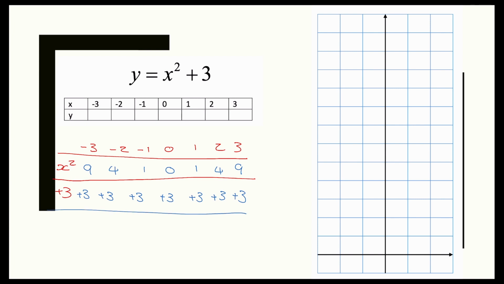Now we add the blue numbers up going down. 9 plus 3 is 12. 4 plus 3 is 7. 1 plus 3 is 4. 0 plus 3 is 3. 1 plus 3 is 4. 4 plus 3 is 7. 9 plus 3 is 12. These values we can add to our table at the top. This gives us a set of coordinates if we read them downwards. Since our highest y value is 12, we need to make sure that our y-axis goes up to 12.